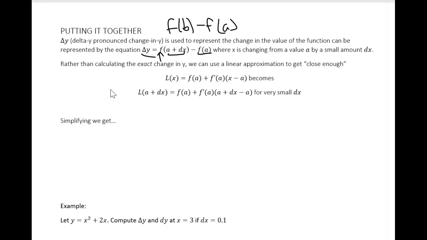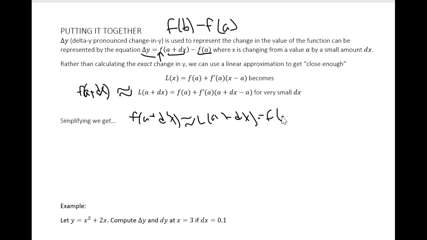So if we're solving this, remember the linear approximation, we introduce a new notation, but we're basically saying that the actual function value is approximately equal to the linear approximation, and then we can start simplifying. So we're going to say f of a plus dx is approximately LA equals f of a plus f prime of a dx. And then if you see here, these a's are going to cancel, and we're just left with dx.